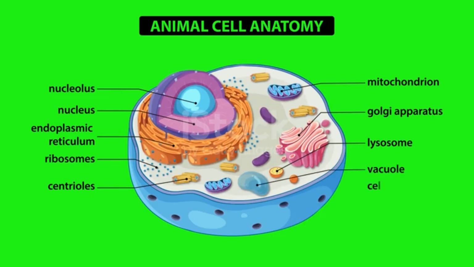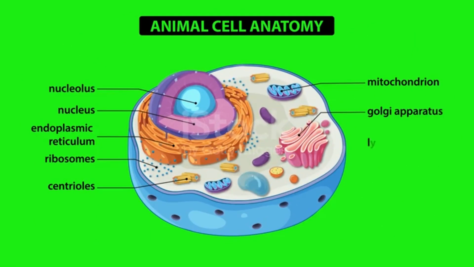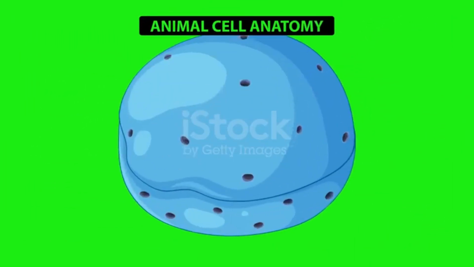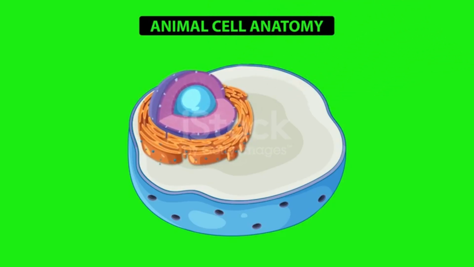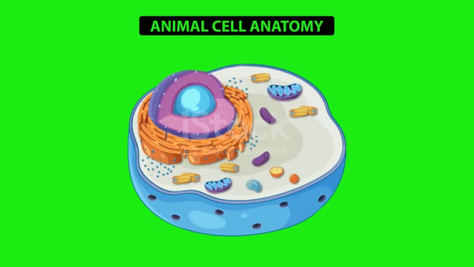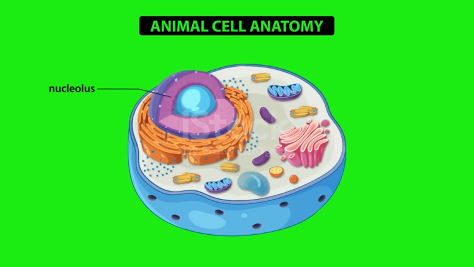Mitochondria are known as the powerhouse of the cell. Their function is cellular respiration. They convert glucose into ATP, which is usable energy for the cell. Cells need energy for movement, growth, repair, and transport. The mitochondria produce this energy. Interestingly, mitochondria contain their own DNA. Cells that require lots of energy, such as muscle cells, contain many mitochondria. Without mitochondria, cells would have no energy supply.